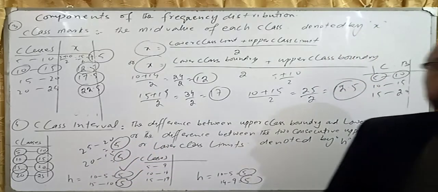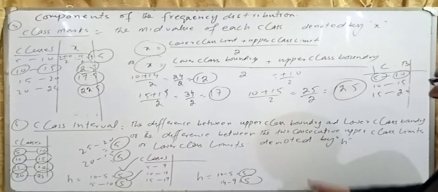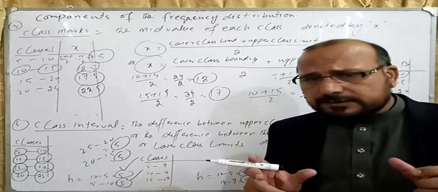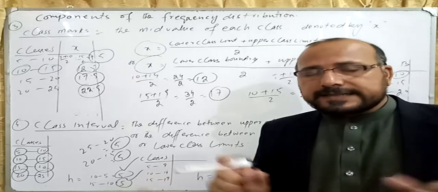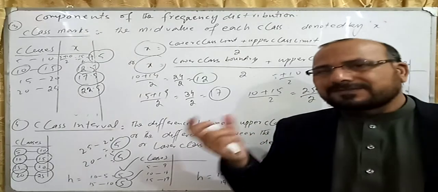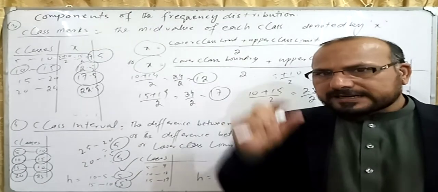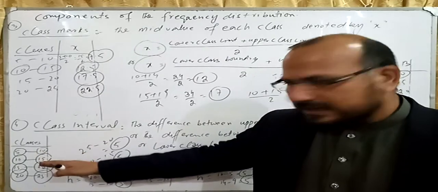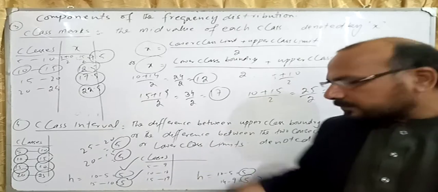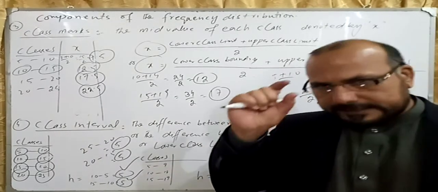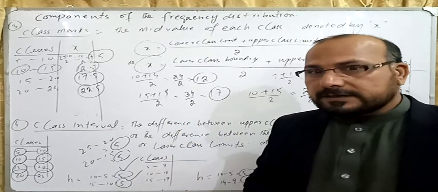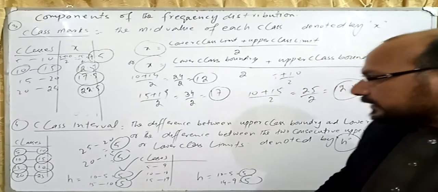So what is this basically called? Class interval. It is denoted by small h. Class interval, class width, and class length are different names that we use for it. Class interval is the width of the groups, the classes. If we subtract the lower class boundary from the upper class boundary, we can get that particular interval, and you will need this interval again and again in upcoming classes. That's why it needs to be understood.